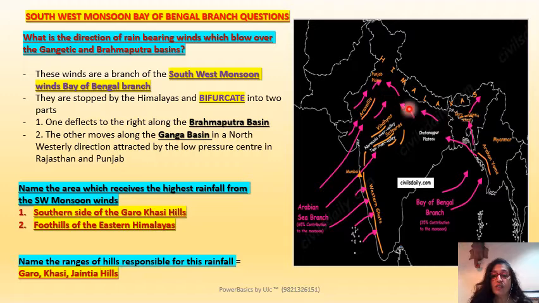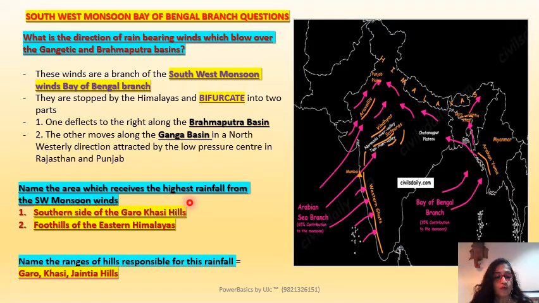When they come here and the Himalayas stop them, they bifurcate into two parts. This is the Gangetic plains. One deflects to the right along the Brahmaputra basin, as we saw in the previous slide. The other moves to the left over the Ganga basin, in the northwest direction, attracted by the low pressure center over Rajasthan and Punjab. It's hot here, there's low pressure, so these winds want to go and replace that low pressure there.